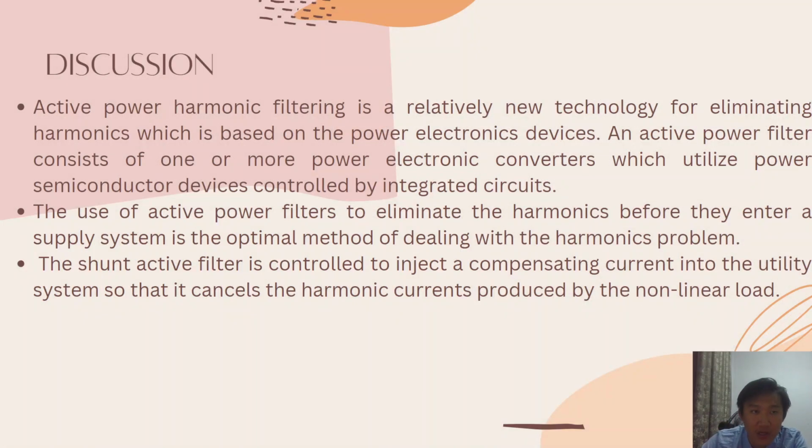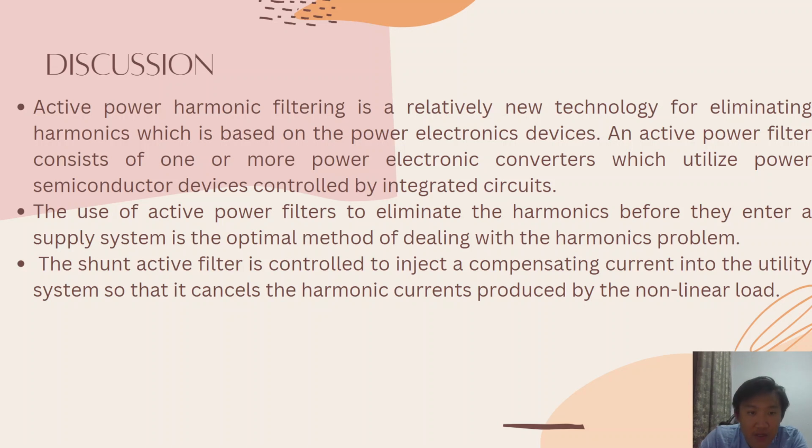Next, we move to our discussion. Active power harmonic filter is a relatively new technology for eliminating harmonics, which is based on power electronic devices. An active power filter consists of one or more power electronic converters which utilize power semiconductor devices controlled by integrated circuits. The use of active power filters to eliminate the harmonics before they enter a supply system is the optimal method of dealing with the harmonic problem.